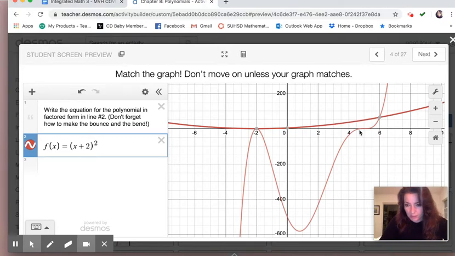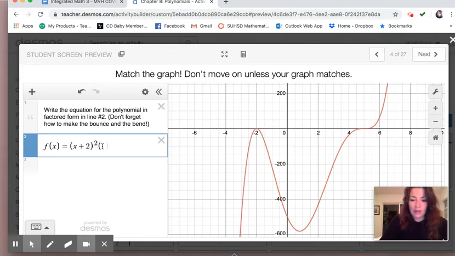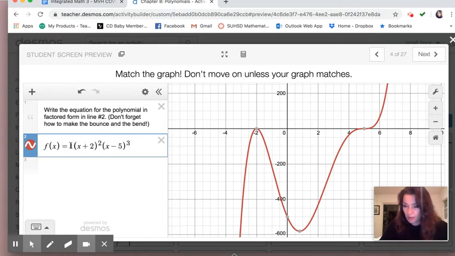And then it appears that it bends at the point 5, 0. So I'm going to write times x minus 5 raised to the third power. And that matches, so even our a value matches, which means, by the way, that our a value, if you said it's 1, you are right. Our a value is just 1 here. All right, let's go on to slide number 5.